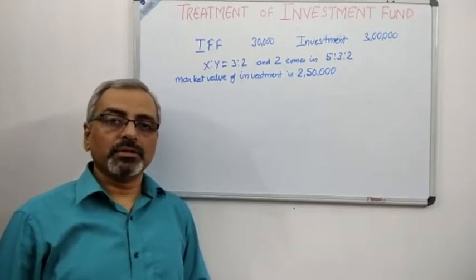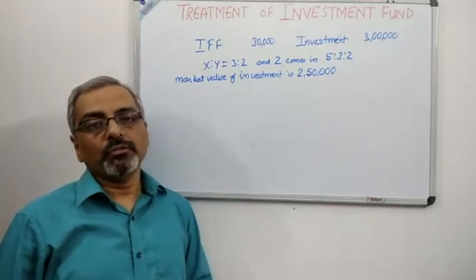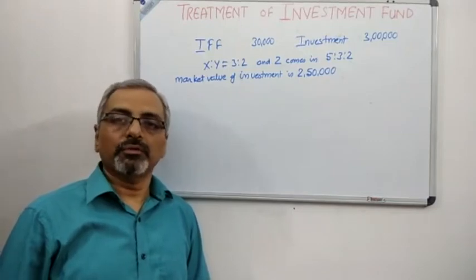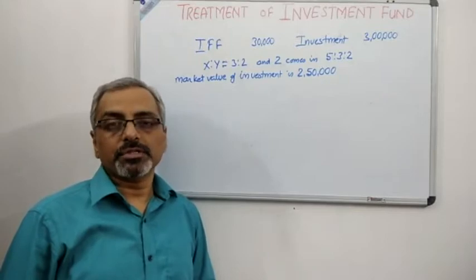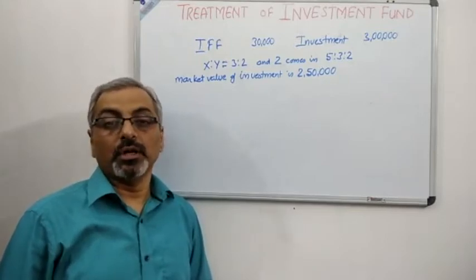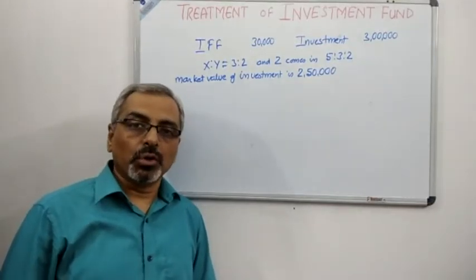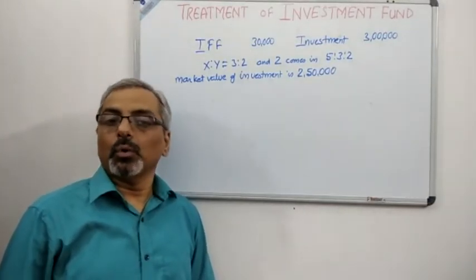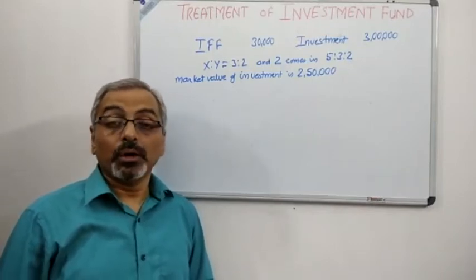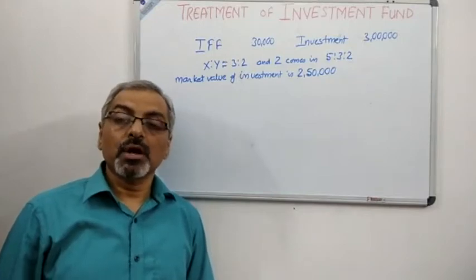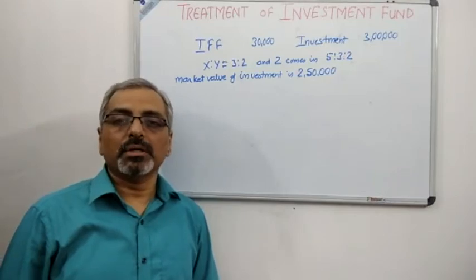In such a case, you can see the investment fluctuation fund is only 30,000, but the value of investment has gone down by 50,000. So there will be two journal entries in this case, because the deficit of the investment fluctuation fund will be actually posted in the revaluation account, and that revaluation loss will be distributed among the old partners in the old ratio. So let us see the two journal entries in this case where the value of investment falls more than the investment fluctuation fund, which appears in the balance sheet liability side.